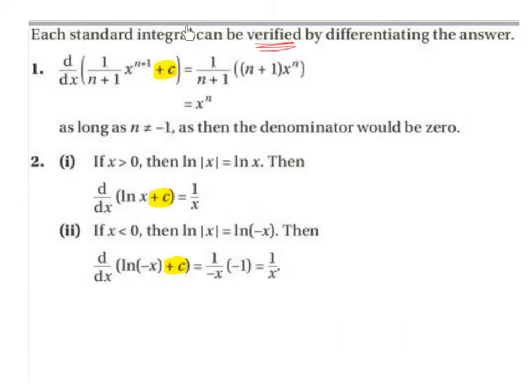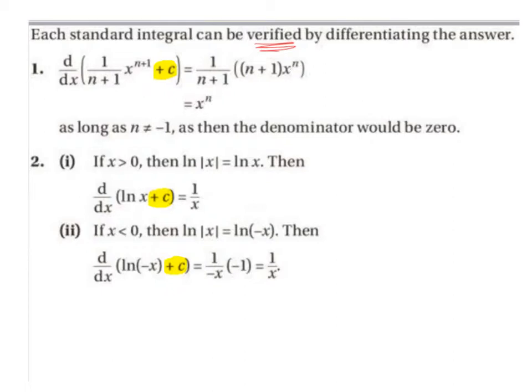Each standard integral can be verified or checked by differentiating the answer. Number 1, d/dx of 1 over n plus 1 times x to the power of n plus 1, plus c, is equal to 1 over n plus 1 times n plus 1 times x to the power of n, which is equal to x to the power of n.